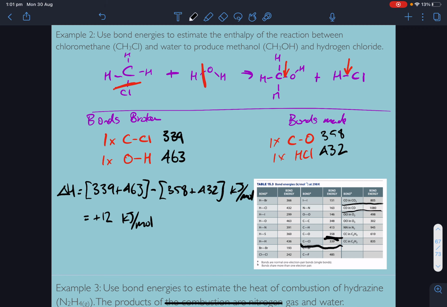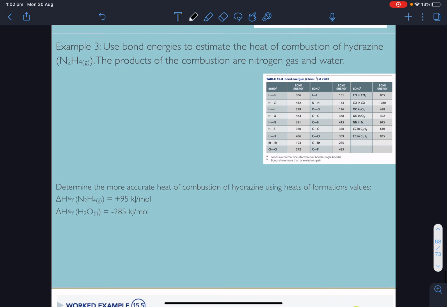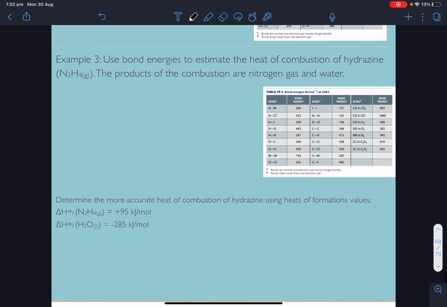Alright. I think I've got another example here. Let's do another one. Use the bond energies to estimate the heat of combustion of hydrazine. So we're talking about a combustion. The products of the combustion are nitrogen gas and water.